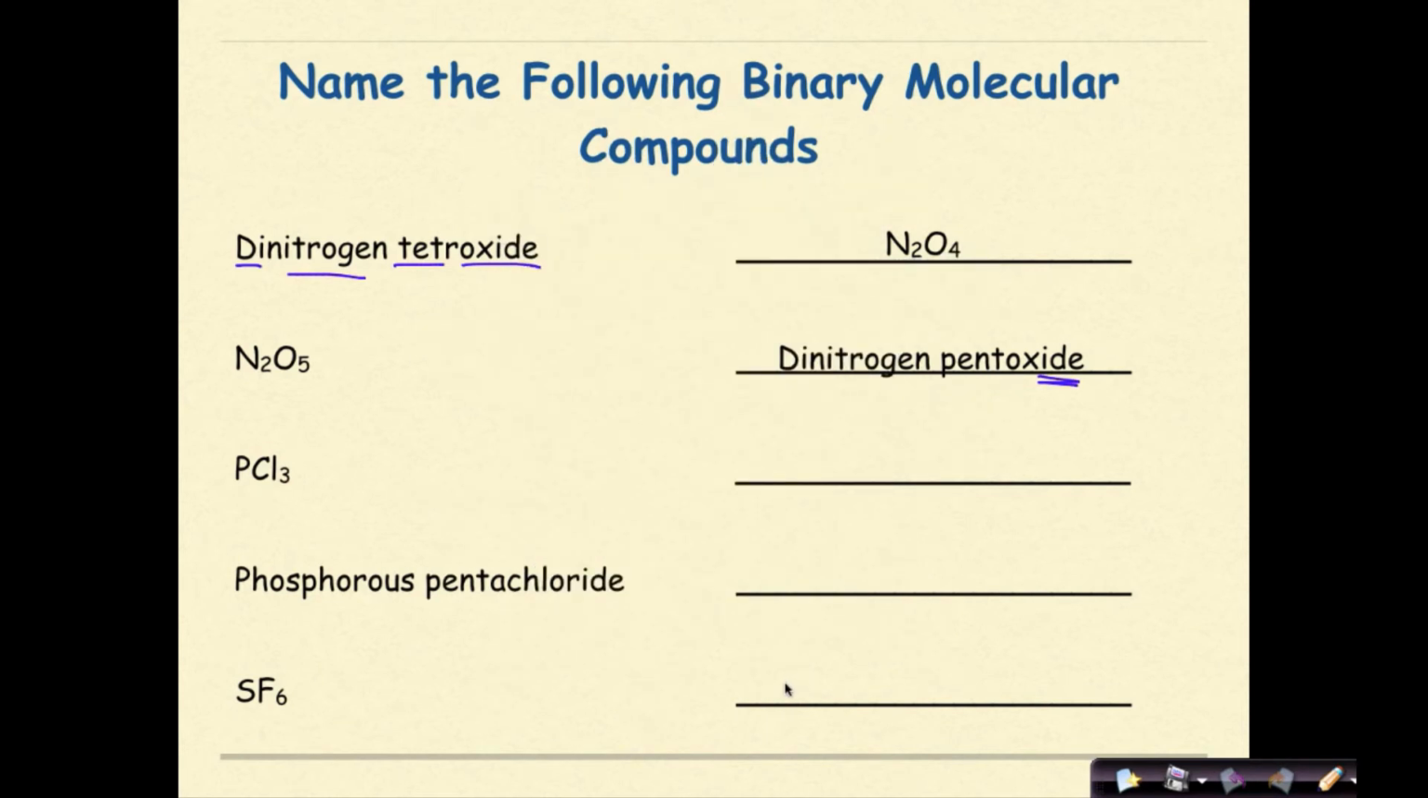Welcome back. Let's check your work. PCl3 should have been named phosphorus trichloride. Because we only have one phosphorus, we're just going to name the element name, and then trichloride comes from the 3 chlorines at the end. Phosphorus pentachloride would have the formula PCl5. And finally, SF6 should be sulfur hexafluoride. And that's a little review of how to name binary molecular compounds.